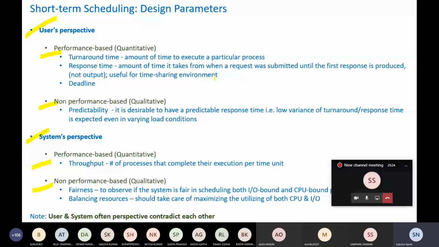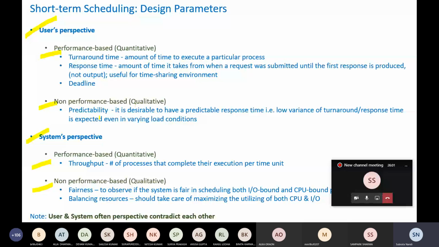So obviously the user expects the response time should be very, very less. Turnaround time also should be very, very less. So these need to be minimized, and these are what the user expects. That is the user perspective. The deadlines are also something related to real-time scheduling strategies. Now the non-performance based one, which is qualitative in nature, is predictability.